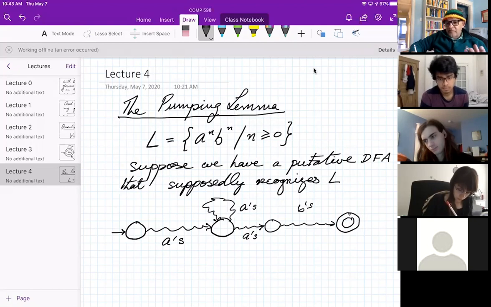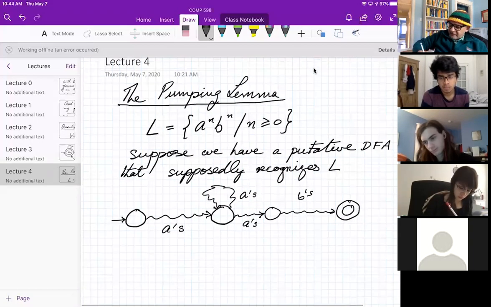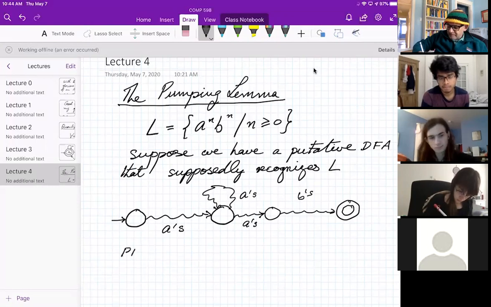So that means I now have more A's, but the same number of B's, and so they can't possibly be equal anymore. So this machine can't possibly be accepting only strings with an equal number of A's and B's. Okay, so is this argument clear? It rests on a very fundamental principle in mathematics called the pigeonhole principle.